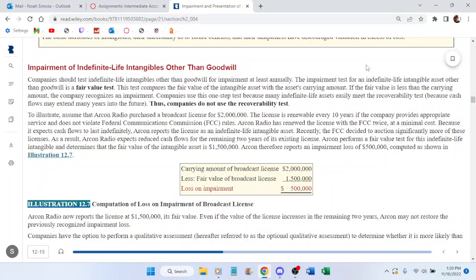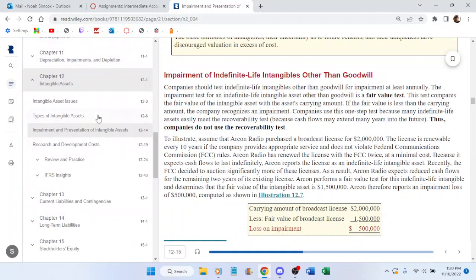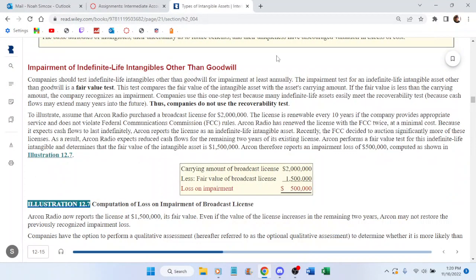Impairment of indefinite life intangibles other than goodwill. Companies should test indefinite life intangibles, and goodwill, for impairment at least annually.